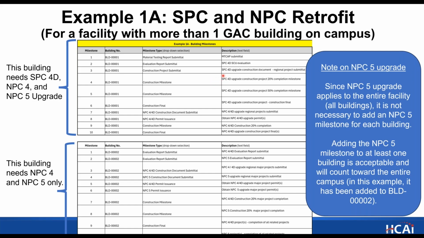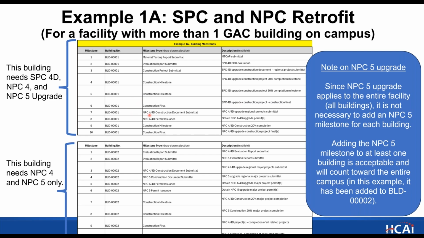So this is what we recommend to use. There's a little space here for another. So for the second construction milestone, we're selecting the 50. So if you can fit 2 intermediates in, 20 and 50 are our preferences. And then milestone number 6 is the construction final for that same project for the SPC4D upgrade.